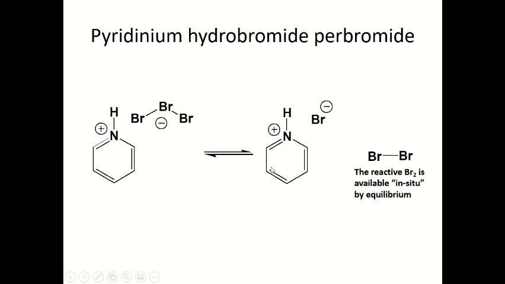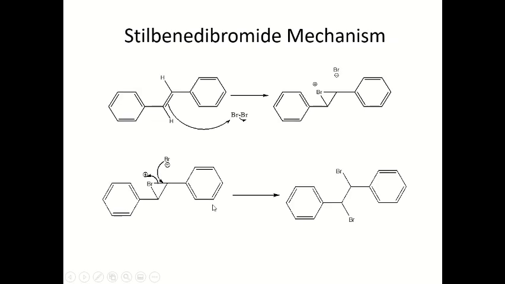So the equilibrium of pyridinium hydrobromide perbromide is as follows. As you can see here, it is in equilibrium with a tribromide and the bromine, the salt of bromine itself. So the reactive bromine is available in situ by the equilibrium of this reagent, right? So the mechanism of the synthesis of stilbene dibromide is as follows.